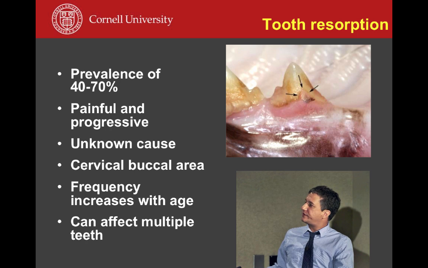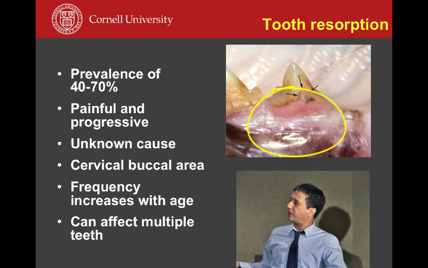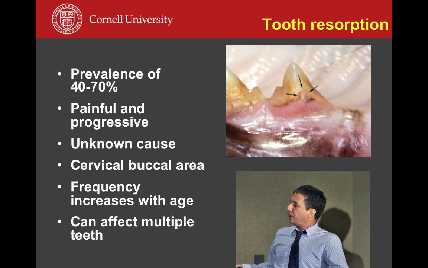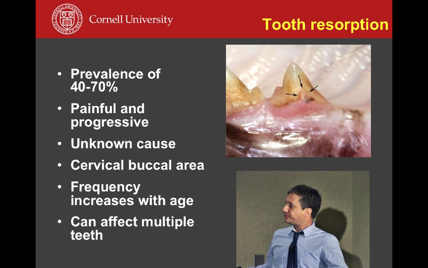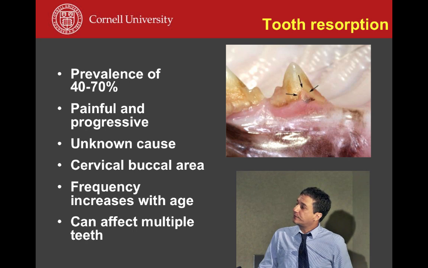We don't know what causes it. Certain areas along the tooth are more likely to have the process going on. The buccal area, the cervical area is the typical one. And older animals are more likely to have disease. And it can affect multiple teeth, whether simultaneously or at different stages of life.